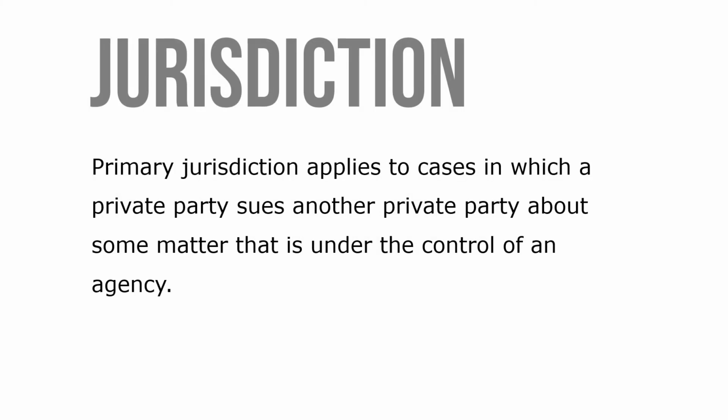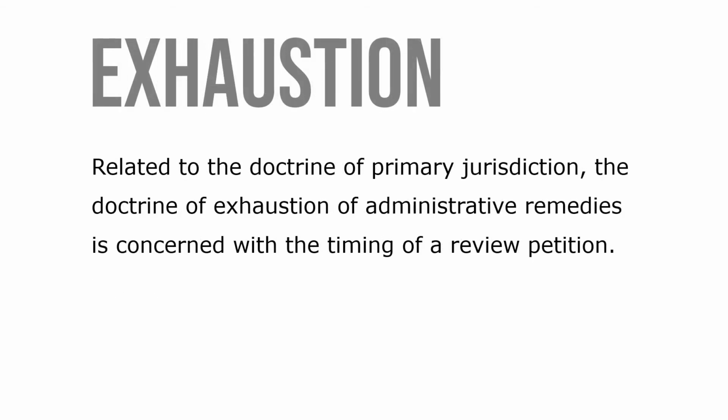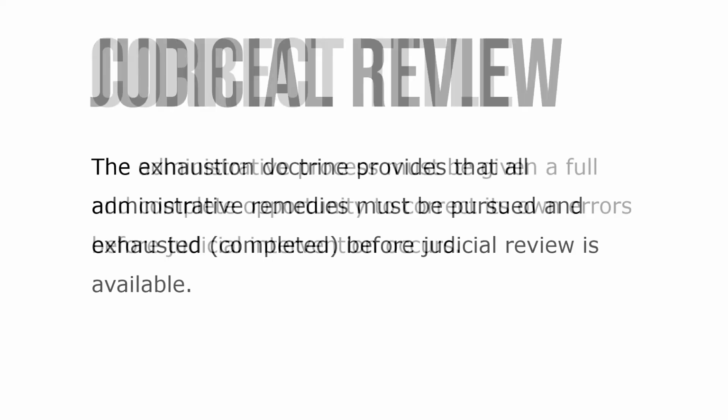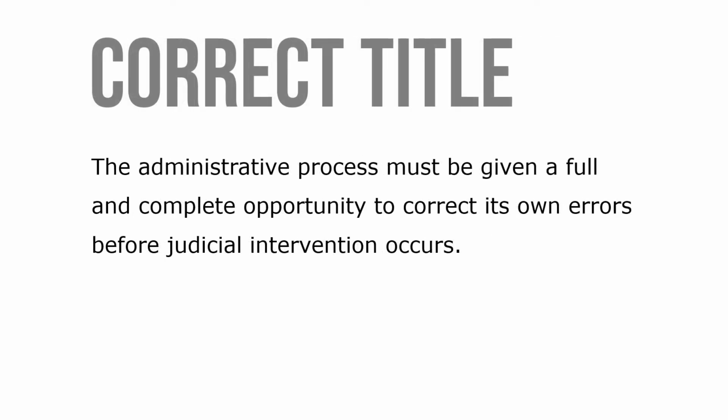Primary jurisdiction applies in cases in which a private party sues another private party about some matter that's under the control of an agency. Related to the doctrine of primary jurisdiction, the doctrine of exhaustion of administrative remedies is concerned with the timing of a review petition. The exhaustion doctrine provides that all administrative remedies must be pursued and exhausted, completed, before judicial review is available. The administrative process will be given a full and complete opportunity to correct its own errors before judicial intervention occurs.